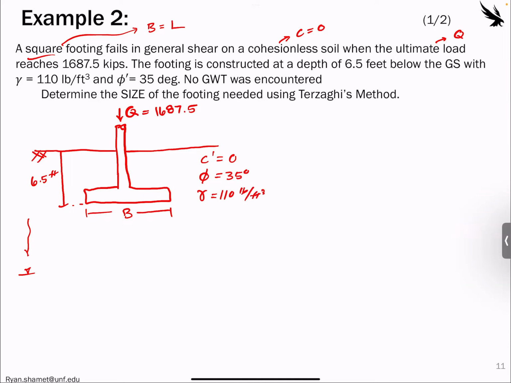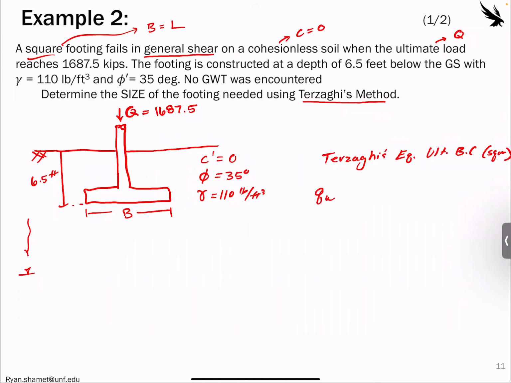So what we're going to do first, we're told to use Terzaghi's method, and we're also told that it fails in general shear, generalized shear. So we don't need to change the strength parameters at all, but what we'll use is just Terzaghi's equation for ultimate bearing capacity for a square footing. Make sure you're using the right one here.